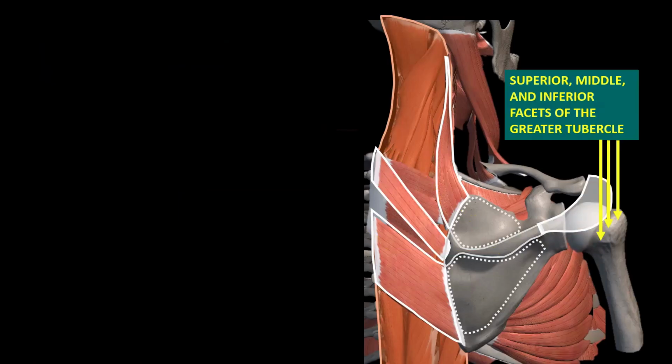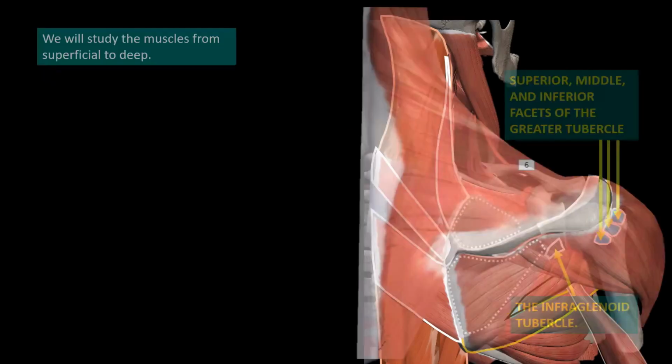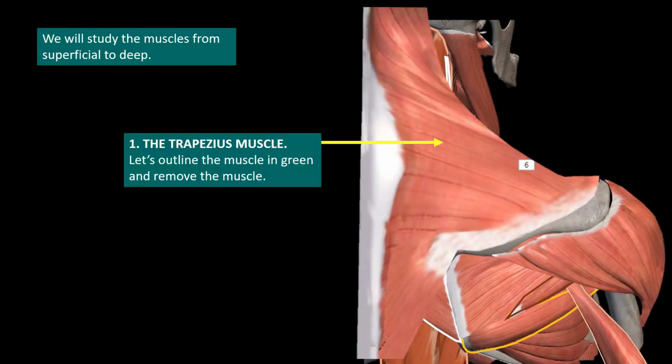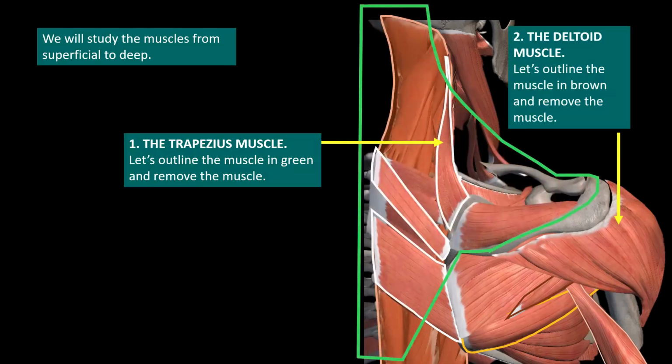Superior, middle, and inferior facets of the greater tubercle. The infraglenoid tubercle. We will study the muscles from the superficial to the deep. 1, the trapezius muscle. Let's outline the muscle in green and remove the muscle. The deltoid muscle. Let's outline the muscle in brown and remove the muscle.